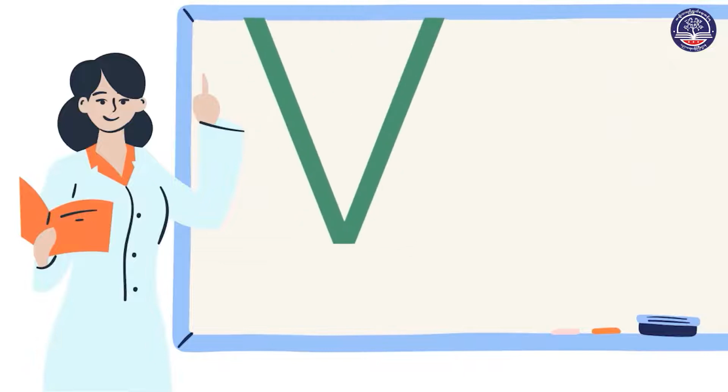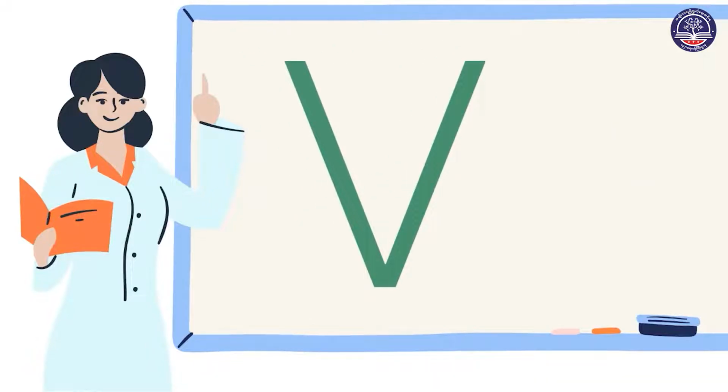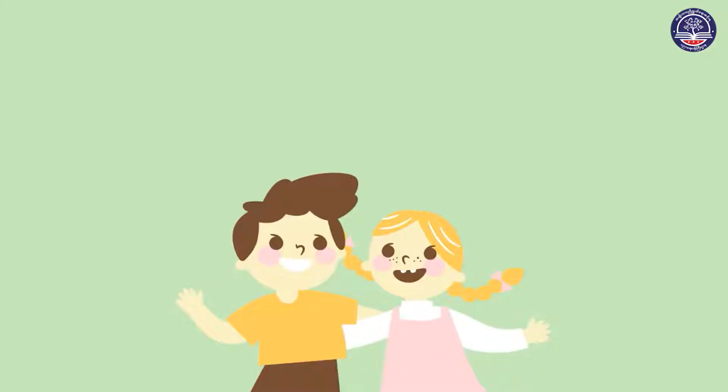This is the capital V. This is the lowercase v. You know how the V looks. Now let's make the letter V sound. Now listen carefully. V, V, V, V. Now repeat after me. V, V, V, V.